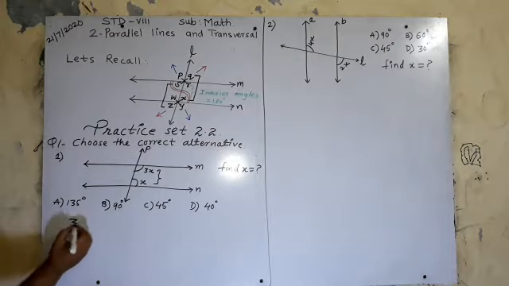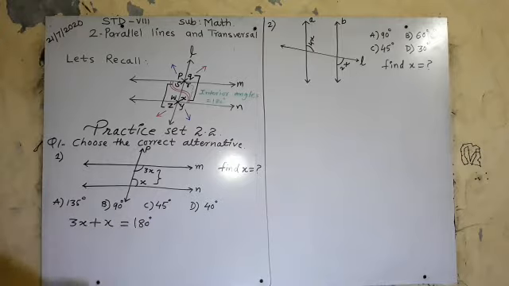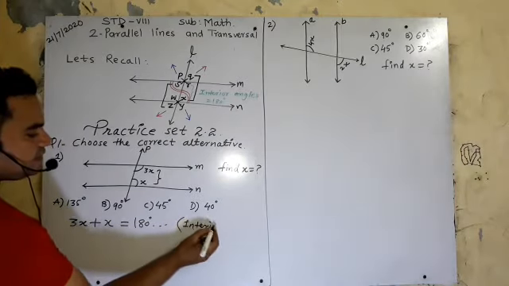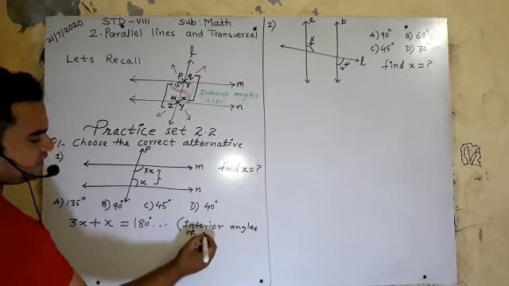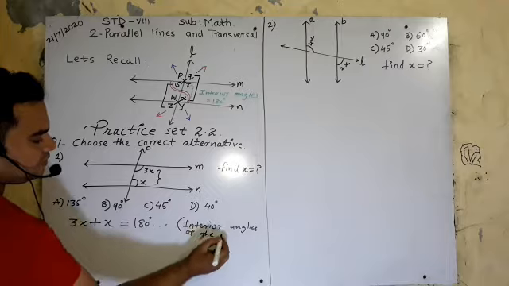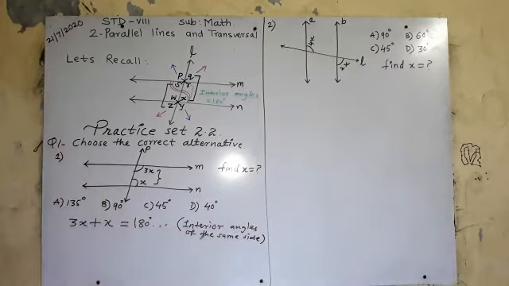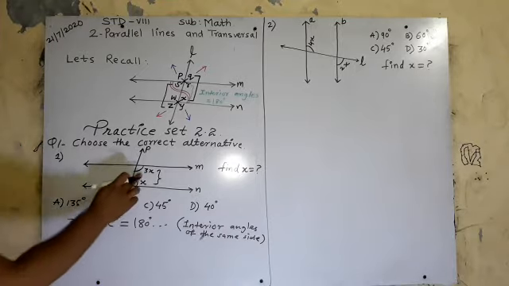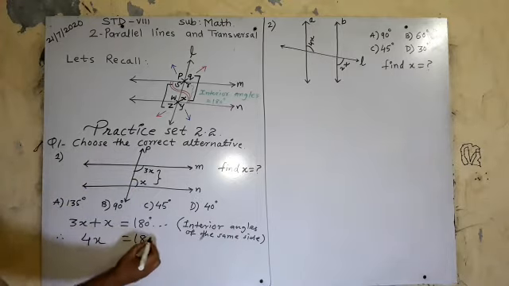We will solve: 3x plus x is equal to 180 degree. And what statement should I write over here? Why have I written 180 here? Because they are interior angles of the same side, which is supplementary. Is it clear? So 3x plus x, 3x and 1x, how much will it be? 4x is equal to 180 degree.